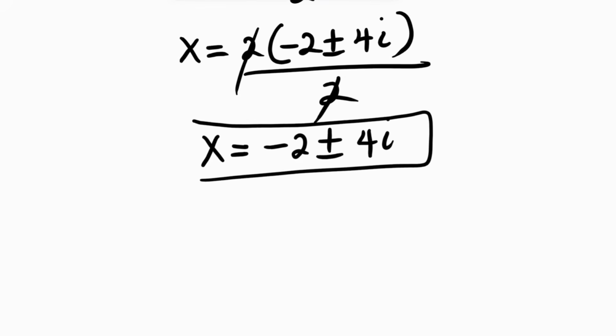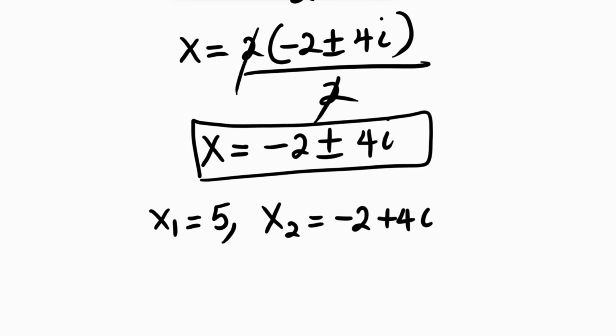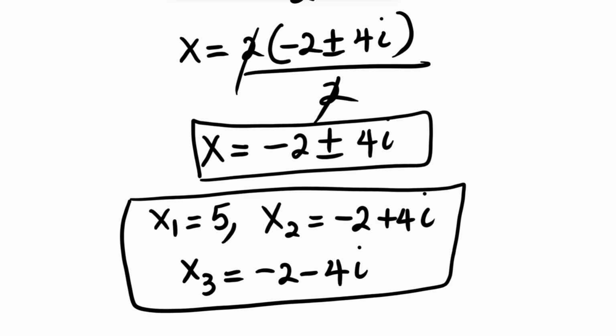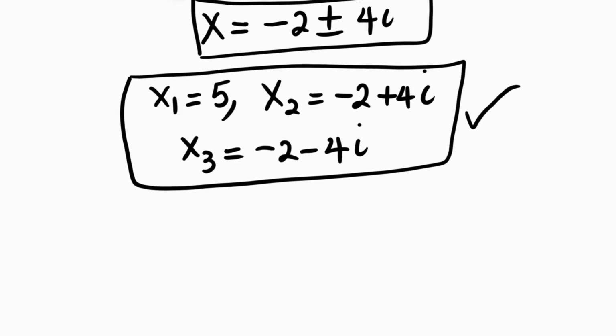Right? So first value of x is 5. x2 is minus 2 plus 4i. And then x3 is equal to minus 2 minus 4i. And these are the answers to the question.